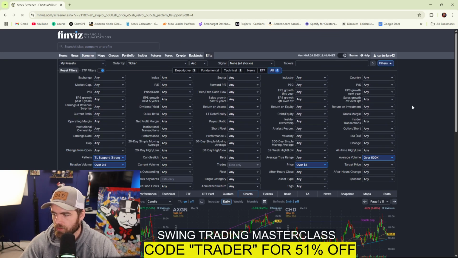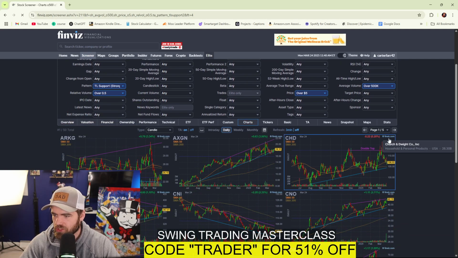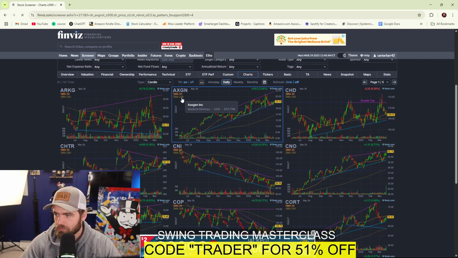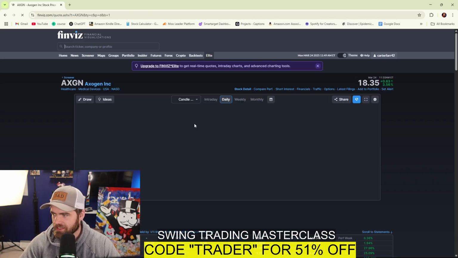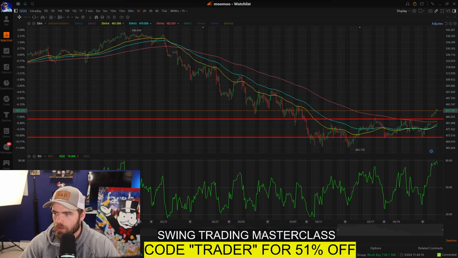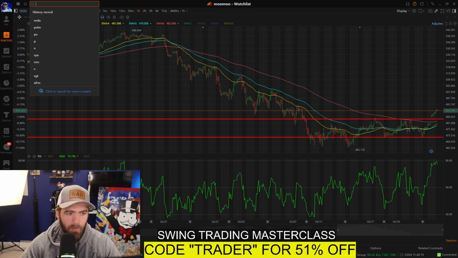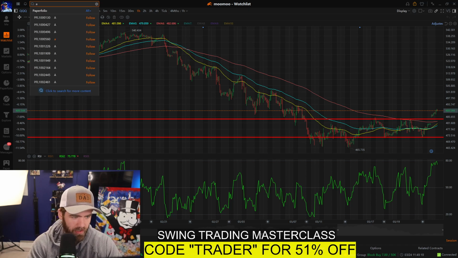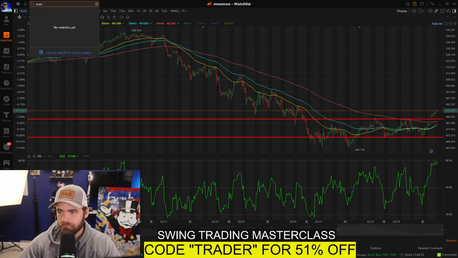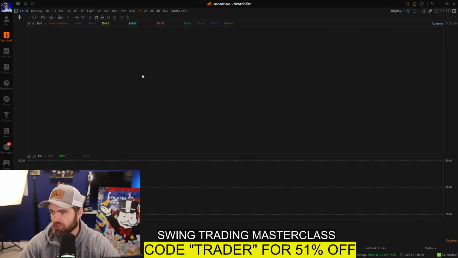Now we can go to the charts and see a general gauge of where plays could happen. This one here, AXGN, if you see one that looks interesting, you can click on it and you guys can see this nice trend line. What I want to do is pull it up on my main broker, which is Moomoo. I'll put a link to Moomoo and Finviz, all of them down below. So AXGN, this one here.